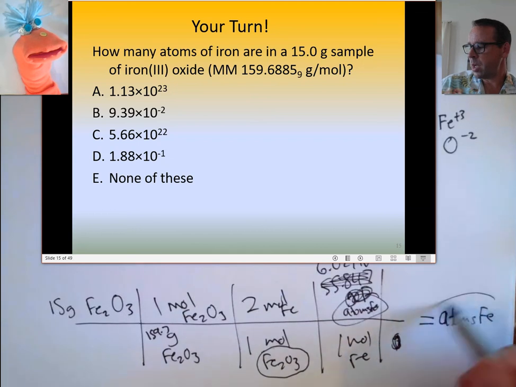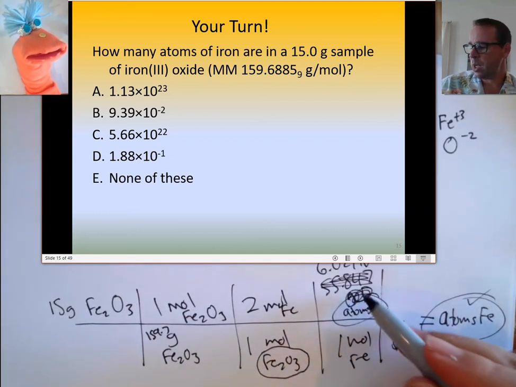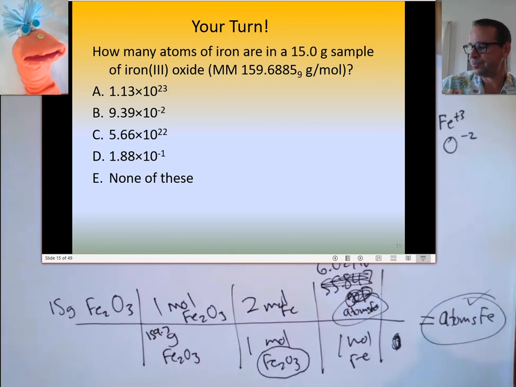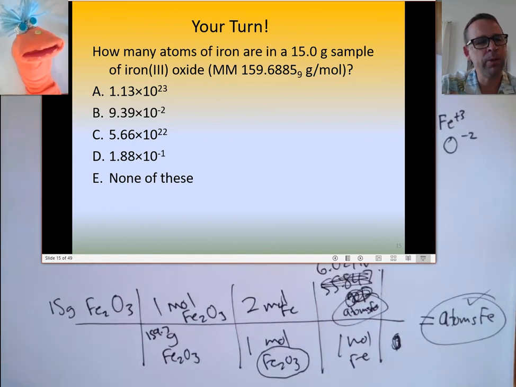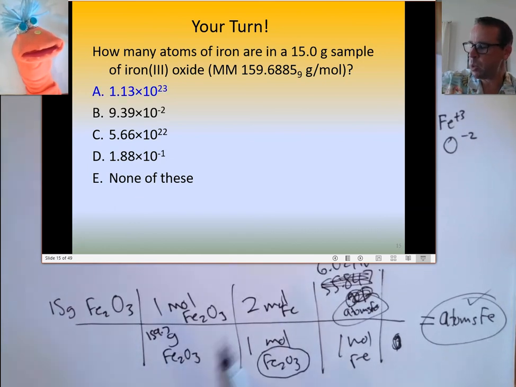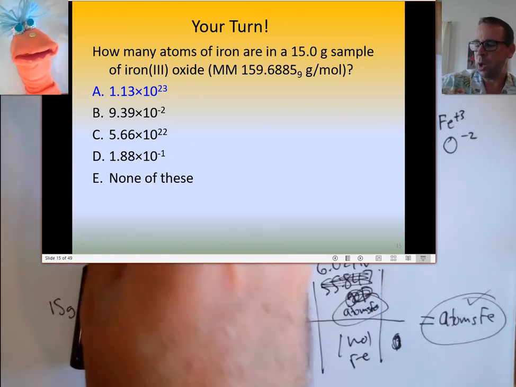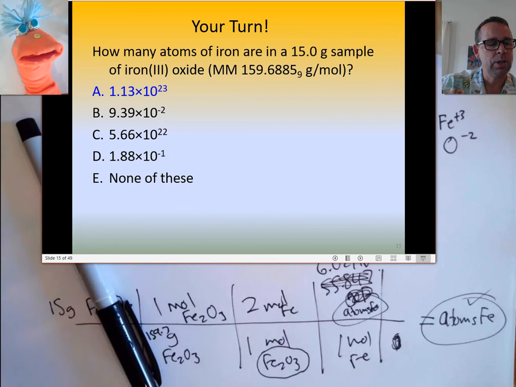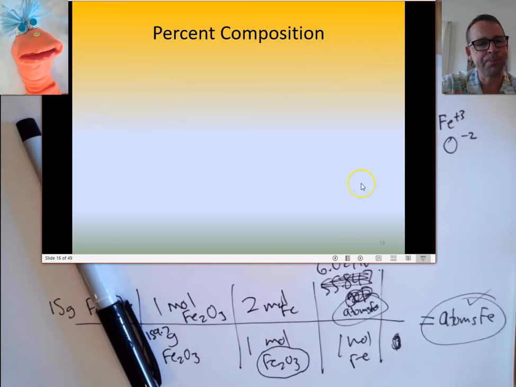Good. So I saved myself because I saw that I was after atoms of iron, and I had thought I was going for grams of iron. Okay. So I went from moles of iron right to atoms of iron. Very good. Hopefully your calculator will get you the right answer if you follow 15 divided by 159.7 times 2 times 6.02 times 10 to the 23rd. All calculators are different, so make sure you give it a fair shot and try to get it. All right. Very good job.